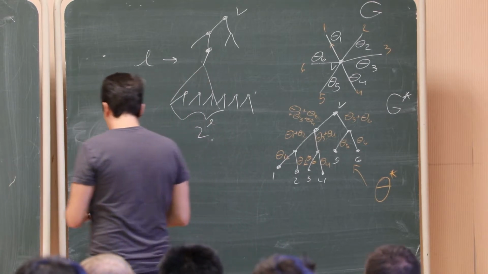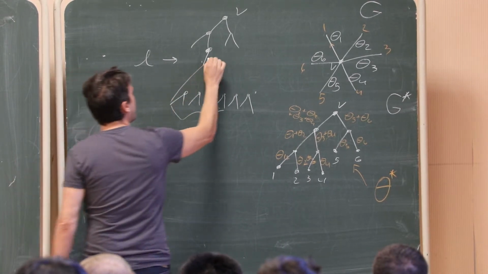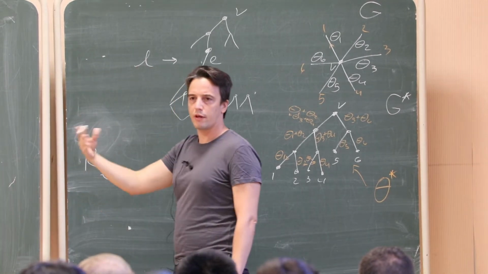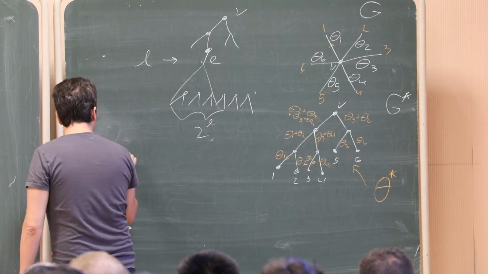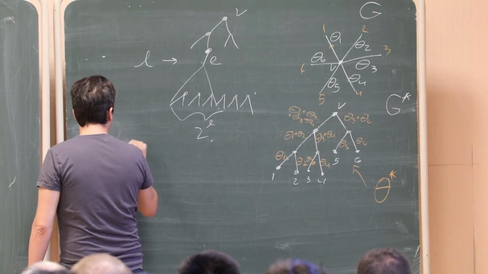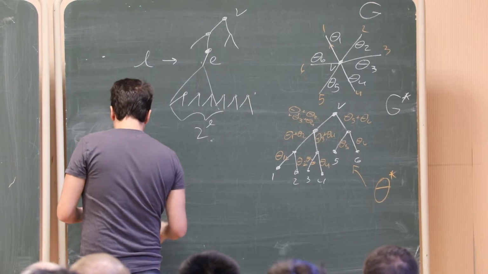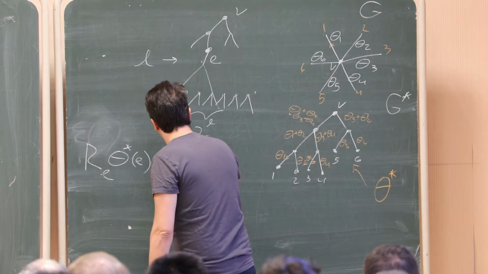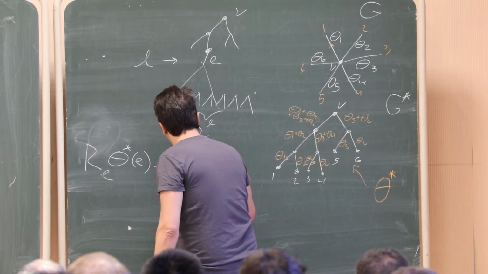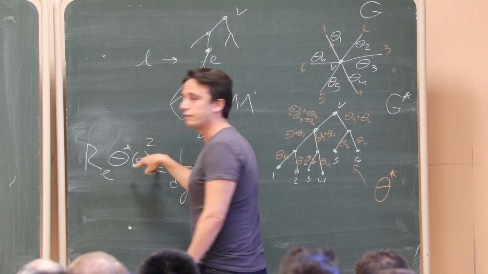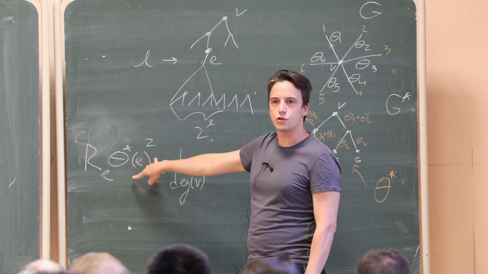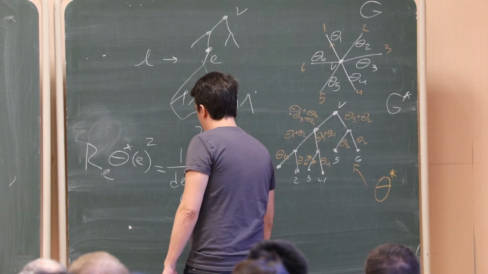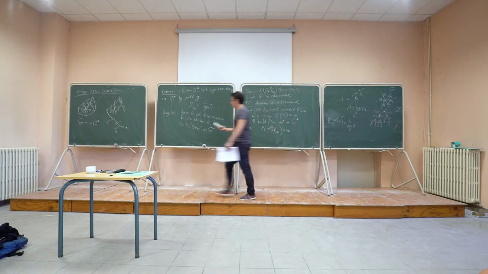So let us compute, for this particular edge E, its contribution to the energy of theta star. So we're writing its resistance times theta star of the edge E squared. So the resistance is exactly 1 over the degree of V. So I will have here 1 over the degree of V, and here I have to square, because I'm computing the energy. I'm estimating the energy. I'll have 1 over the degree of V. Perhaps I'll continue here.